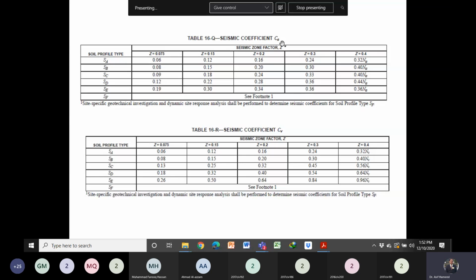We can see the value of the seismic acceleration coefficient from this table. SD is the soil type, Z value is 0.15, so the CA value is 0.22. Similarly, we can see the value of the seismic velocity coefficient from this table. Z value is 0.15. Type of soil is stiff soil, SD. So we can pick the value of CV from this table.